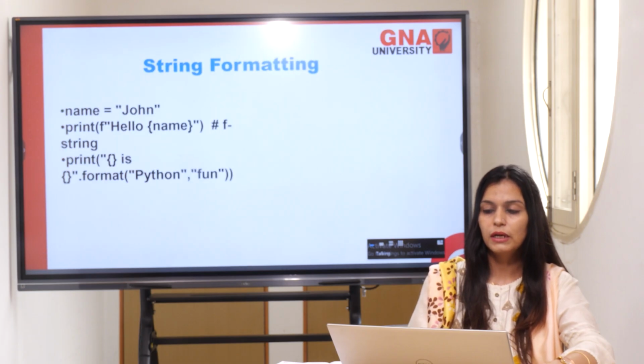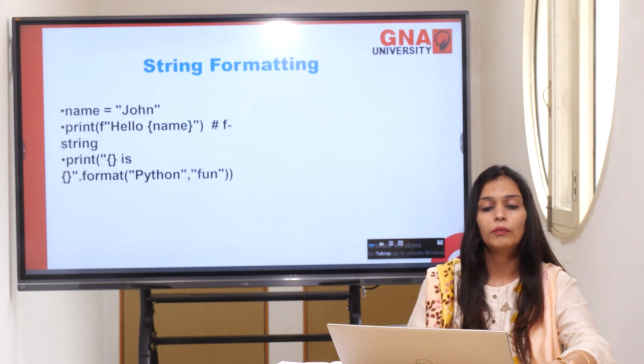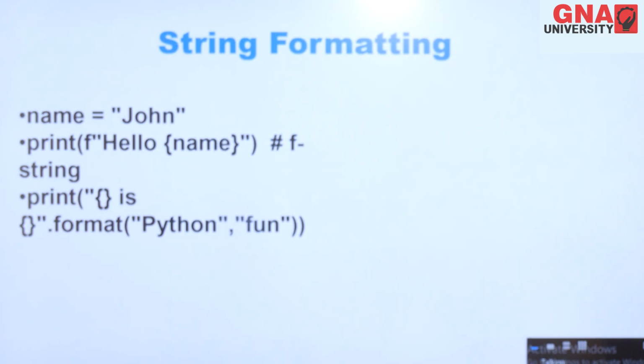Now strings are also used for formatting. Like if you write John here and want to print the name John, we use curly braces for it. This is known as string formatting. And if we want to write print braces dot format Python and fun, here the Python will be here and fun will be here. F-strings are the modern and easiest way, while format is widely used.